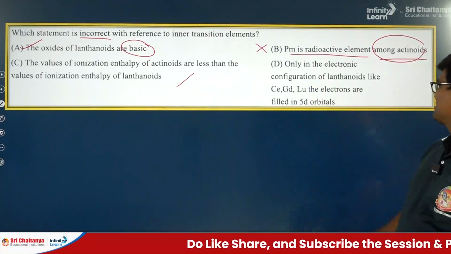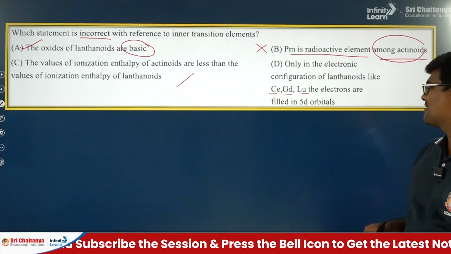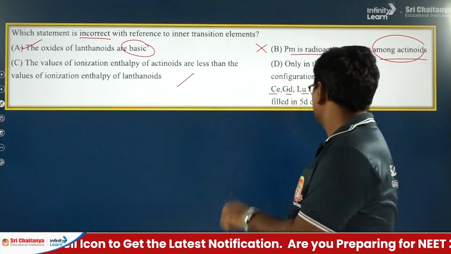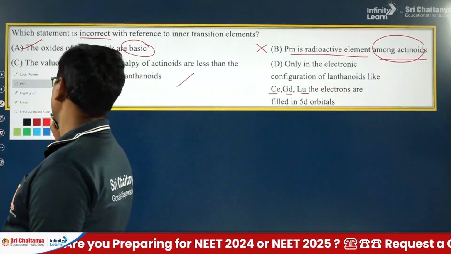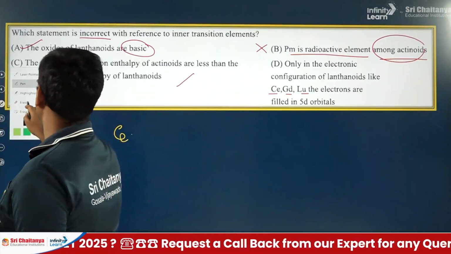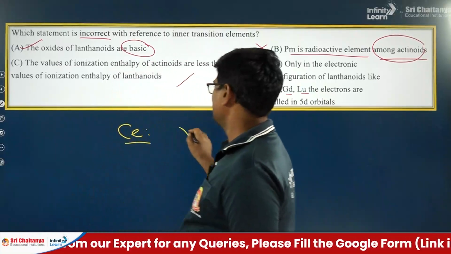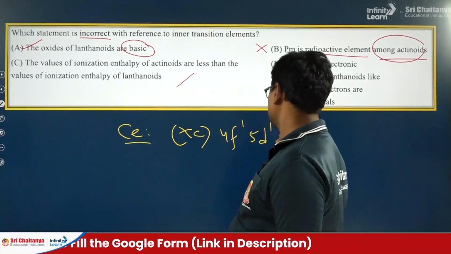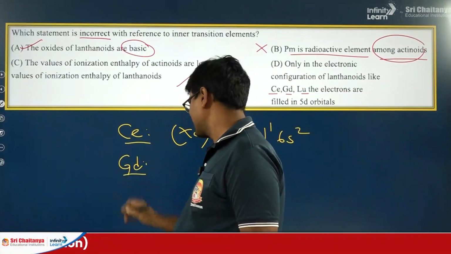Only in the electronic configuration of lanthanides like cerium, gadolinium, lutetium, the electrons are filled in 5d orbitals. Yes. In case of cerium, we observe 5d1. In case of gadolinium, we observe the 5d1. If you see the electronic configurations, in case of cerium, what is its electronic configuration? Cerium, it is xenon, 4f1, 5d1, 6s2.